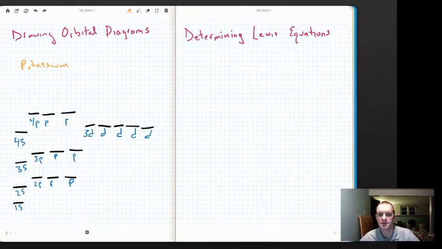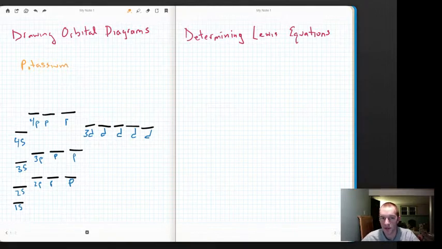Hey guys, the purpose of this video tonight is to show you how to draw an orbital diagram for an element, which I've already prepared for you on the screen, and also to turn that into a Lewis equation. We'll do those two things at once, and then I'll show you how we can combine the Lewis equations together in order to come up with the formula for a substance that is going to be created.